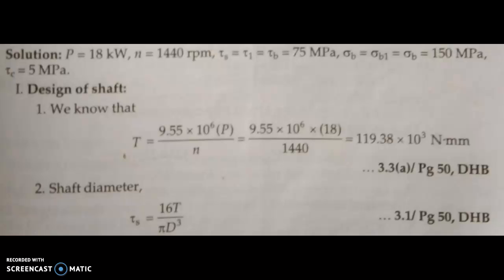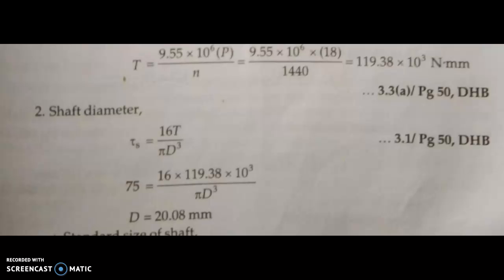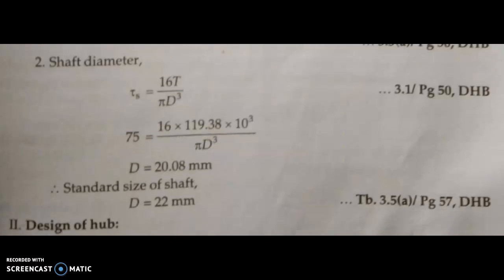Next, we can find the value of the diameter. We know the equation tau is equal to 16T divided by pi d cube. We get this equation from page number 50 of the data book, equation number 3.1. If we substitute all other values except D, we can find the value of D, that is equal to 20.08. So we can standardize the diameter of the shaft from table 3.5a, page number 557 of our data book. That is D is equal to 22 mm. That is for the design of the shaft.